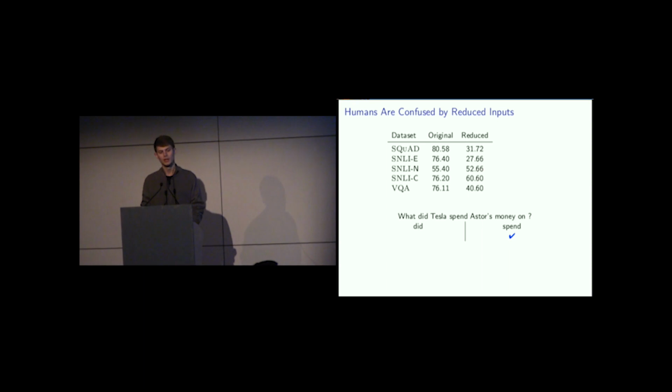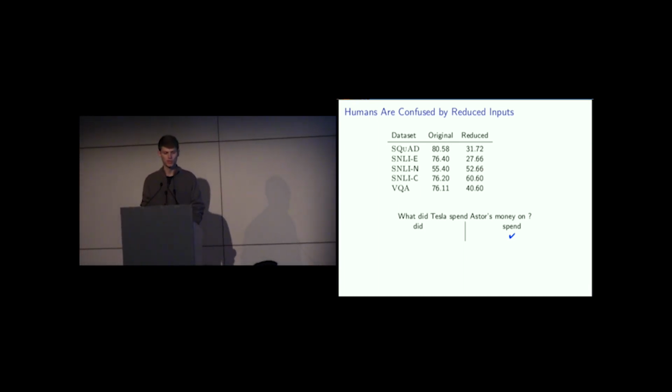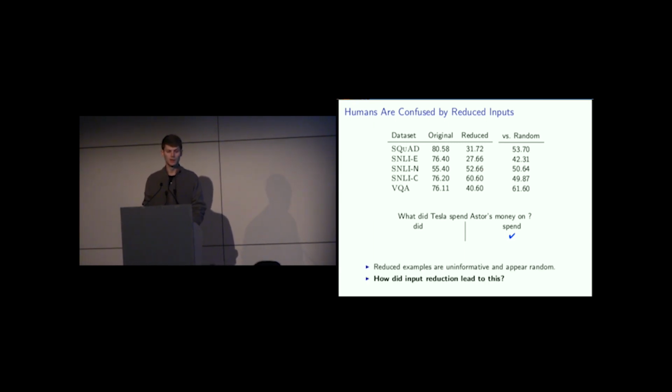We wanted to investigate this further, saying, do these inputs look completely random to humans? So we set up this simple preference study. We're given the question, what did Tesla spend Astor's money on? And we give them either "did," which is the example that's been reduced using input reduction with the trained model, or "spend," which has been randomly reduced. It's just selected from the question to match the length of the gradient-based reduced example. And we report how often humans pick the one from the trained model versus the random one, and their choice is about 50-50. So humans find these examples uninformative, and not only are they uninformative to solve the actual task, they appear random to humans.